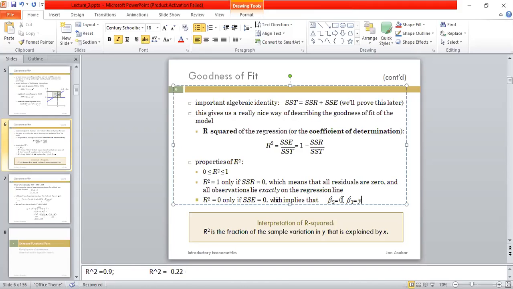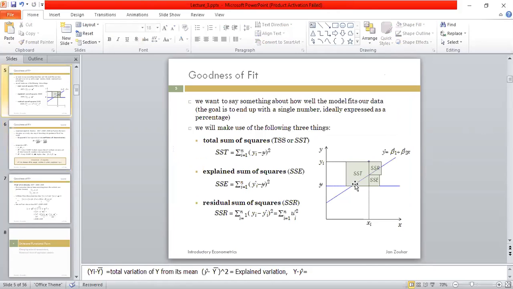If the slope of a line is 0, what type of line will you expect? If the slope of a line is 0, what type of straight line will you see? Horizontal line. That is exactly this, y bar, okay?